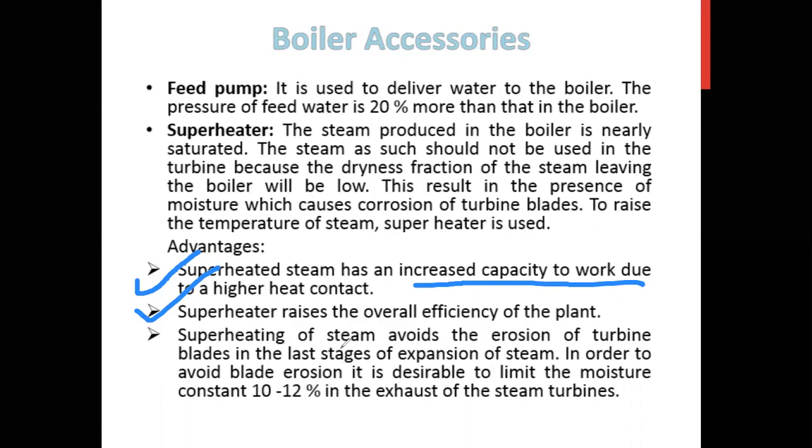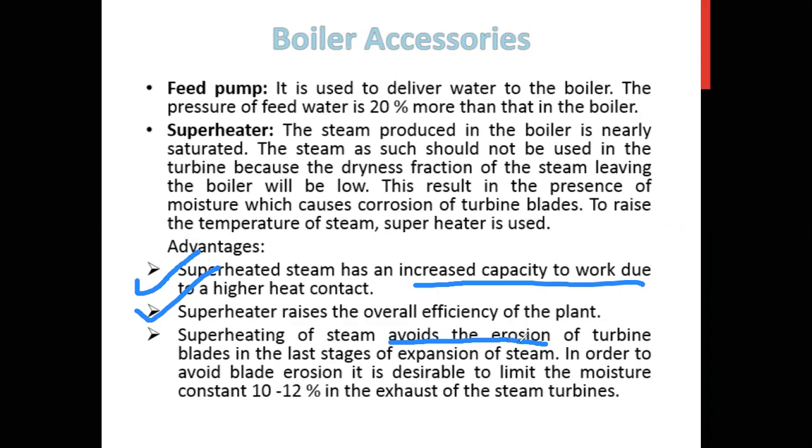The third one is the superheated steam. The superheated steam avoids erosion. Erosion means, you know, the damage of the turbine blade, because the turbine blades are basically made of different types of metal. So when steam is wet steam, it has some water particles, okay? But with superheated steam, there is no water particle, there is only fully dry steam. So superheated steam has no water particle, so it cannot react with the turbine blade metal, so it cannot damage the blade.